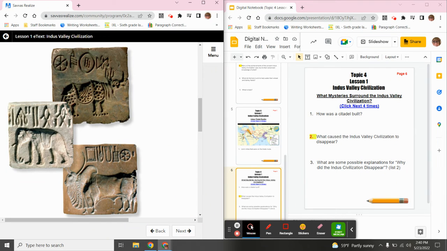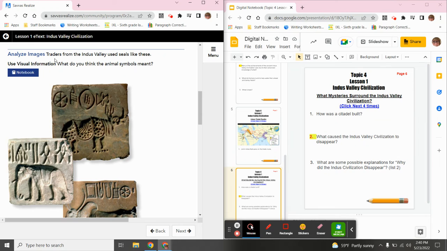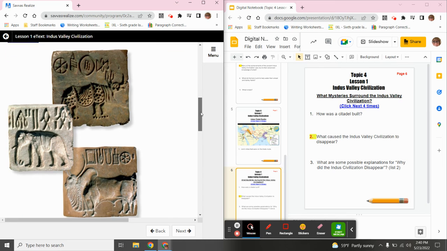This looks like an elephant. This looks like a bison, maybe. This looks like a rhinoceros. Why do you think traders from the Indus Valley would have used seals like these? Why do you think they had these?